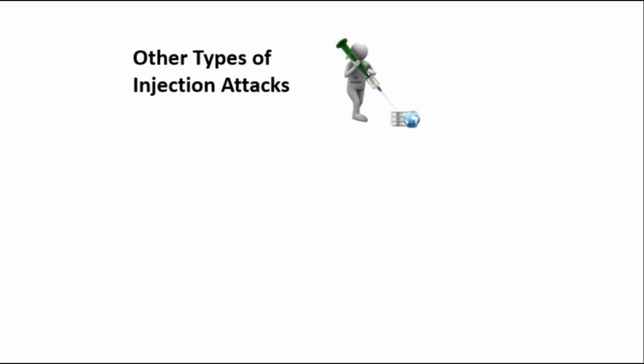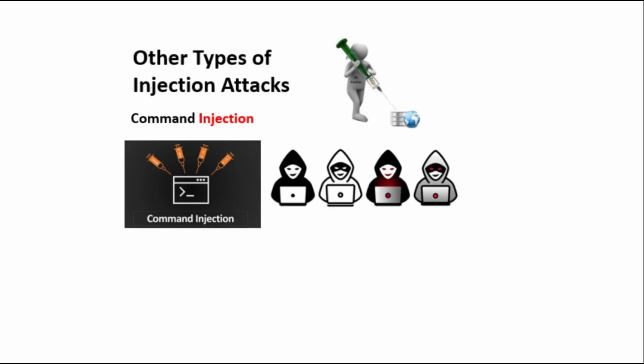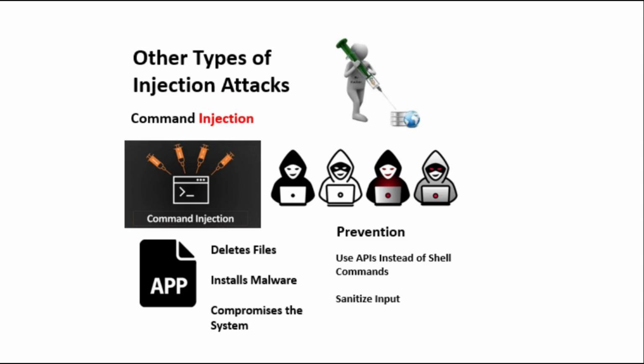Other types of injection attacks. 1. Command injection. This is when attackers execute system commands through vulnerable applications, to delete files, install malware, or compromise the system. Prevention: use APIs instead of shell commands, sanitize input, and enforce sandboxing.